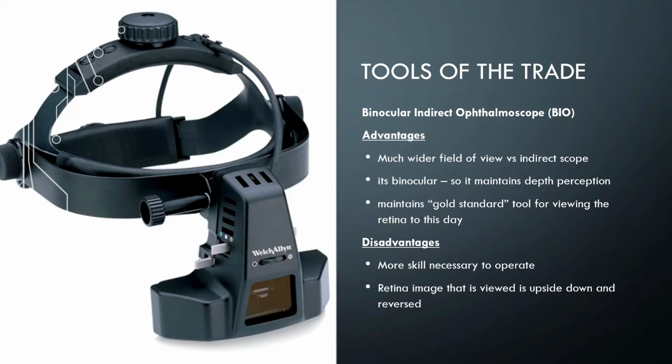When we dilate our patients, we'll use the BIO and we'll take a look at the retina under dilated conditions. It's a very, very good tool. But it also creates a situation where the retina image that you see is viewed upside down and reversed. So if I see a lesion in the back of an eye and I'm thinking, okay, this is reversed and it's upside down, it leads to a lot of mental gymnastics trying to chart where that lesion is.